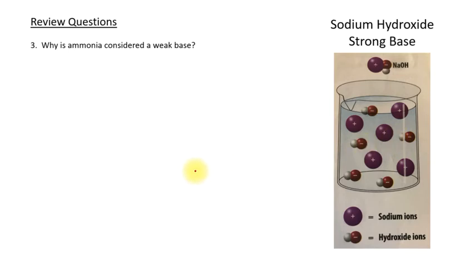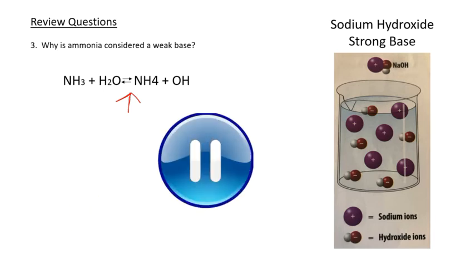Okay, let's look at the equation of ammonia, which they're telling us is weak. This is from page 186 in the book. Do you remember from the previous video what these two arrows mean? I bet you do. So let's pause for a moment and see if you can answer this question on your own. Why is ammonia considered a weak base?